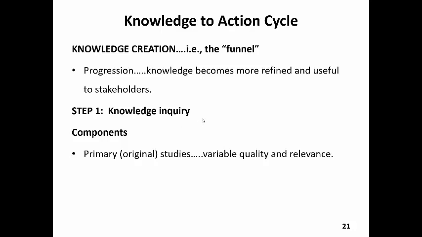And the important component of knowledge inquiry includes what are called the primary or the original studies. These are the research experiments conducted in order to generate information through direct observation that did not exist before the study was carried out. And so the original study as published will publish the results of one experiment. Now, when we take a look at these different studies, these studies do vary considerably in terms of quality.